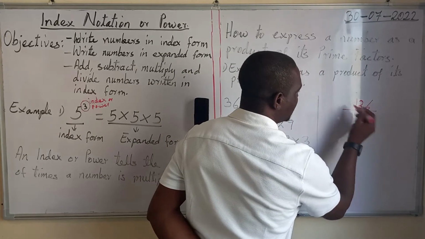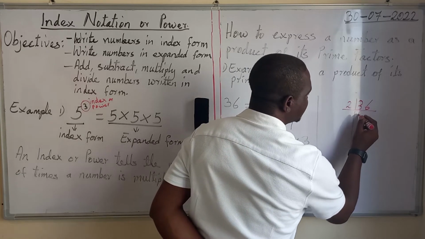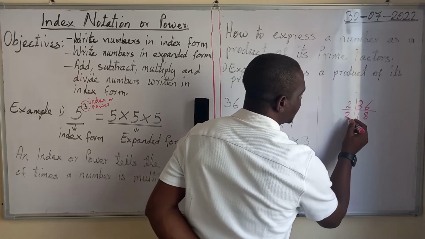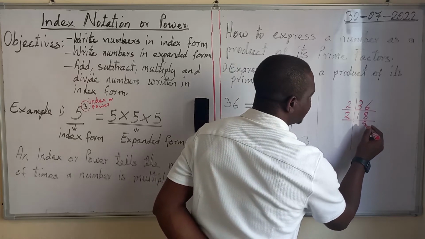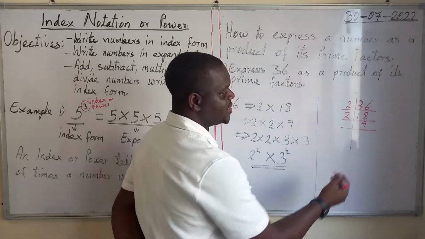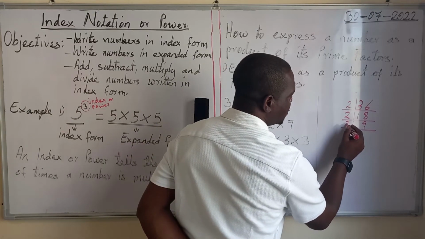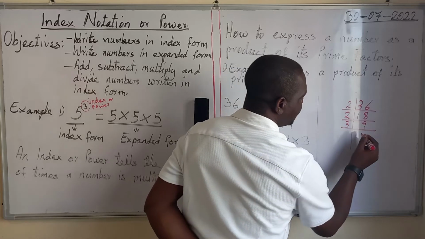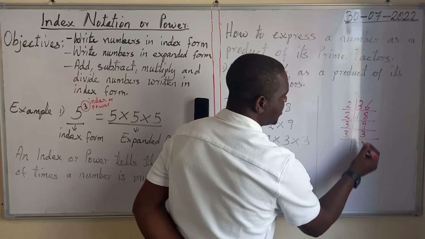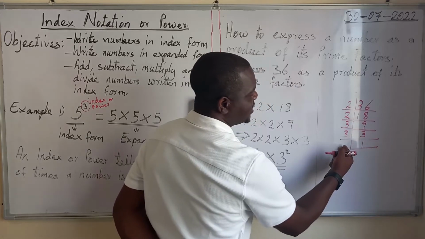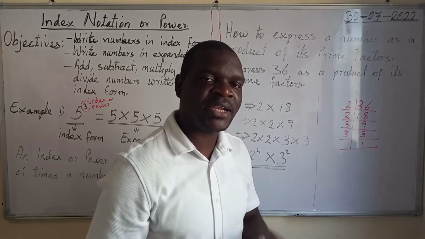So we start with the smallest prime number, which is 2. 36 divided by 2 is 18. We can take 2 again. 18 divided by 2 is 9. Here we cannot use 2 because 2 cannot divide 9. So we take the next prime number, which is 3. 9 divided by 3 is 3. The next is 3. 3 divided by 3 is 1. And at this level, we end because we have arrived at 1.